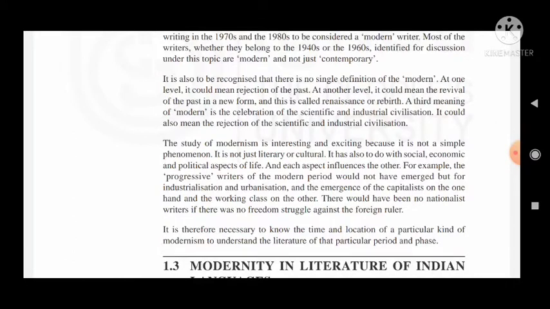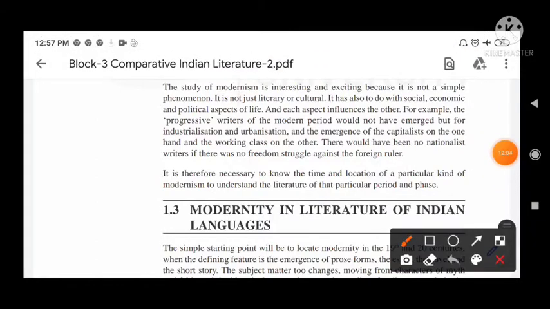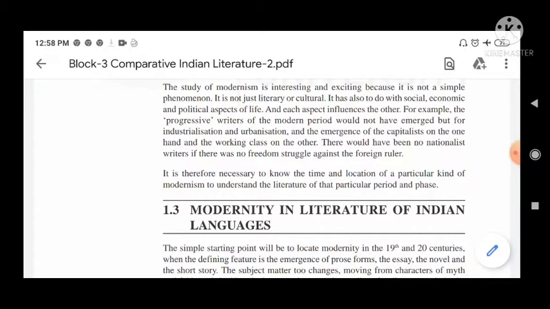It could also mean rejection of the scientific and industrial civilization. The study of modernism is interesting and exciting because it is not a simple phenomenon. It is not just literary or cultural. It has also to do with social, economic and political aspects of life, and each aspect influences the other. So, you should write in your exam, it has also to do with social, economic and political aspects of life, and each aspect influences the other.